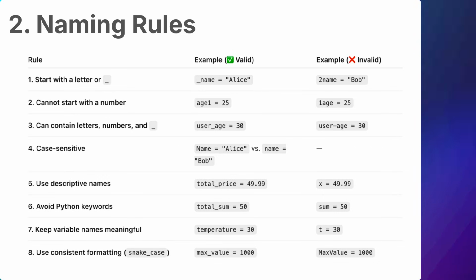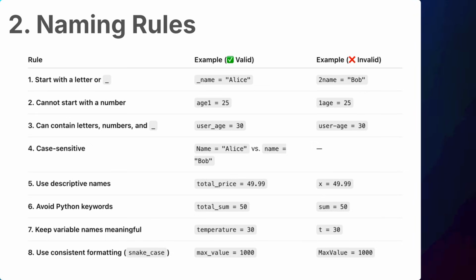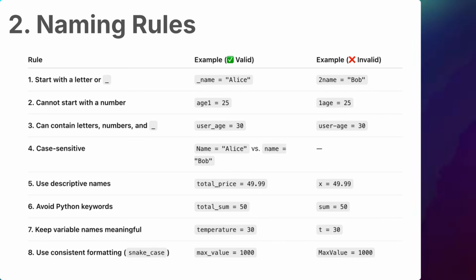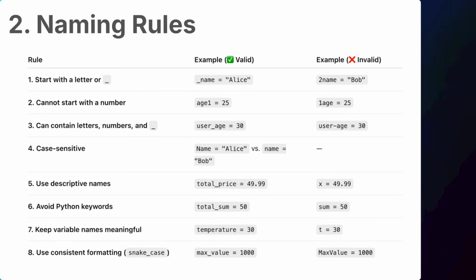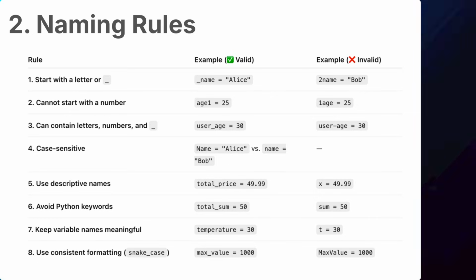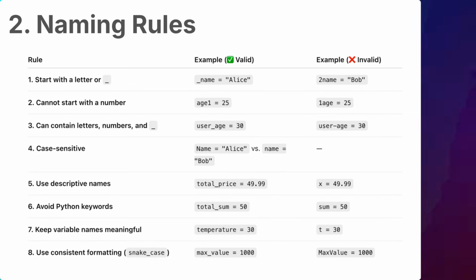5. Should be descriptive and use snake case. Variable names should be descriptive to make the code readable. In Python, the recommended naming convention for variables and function names is snake case, where words are separated by underscores. 6. Avoid using Python reserved keywords. Python has reserved words that cannot be used as variable names, such as class and if. Also avoid the name of a built-in Python function such as sum, which calculates the sum of a list or iterable. It can cause unexpected errors in your code.